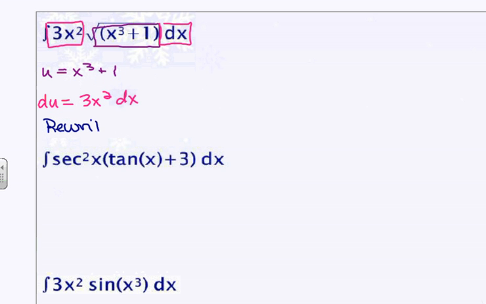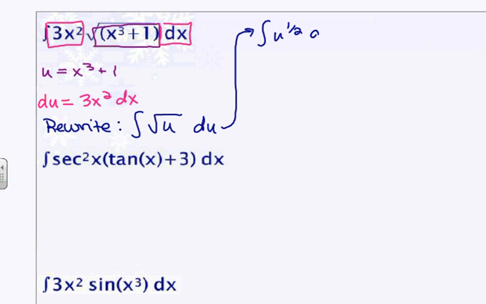So now we rewrite, or substitute in. We have an integral. In place of the 3x squared dx, that's going to be our du. Left over, we still have the square root of u, inside the square root, and then times du. We know how to take an antiderivative for the square root of u because that is the same thing as the integral of u to the 1/2 du. So this will give us u to the 3/2 divided by 3/2 plus c. And this is the same thing as 2/3 u to the 3/2 plus c.